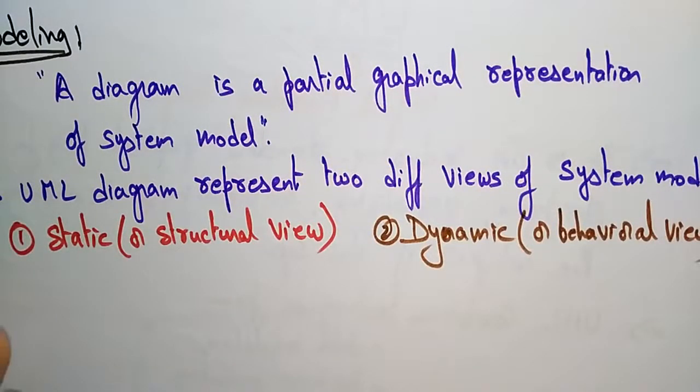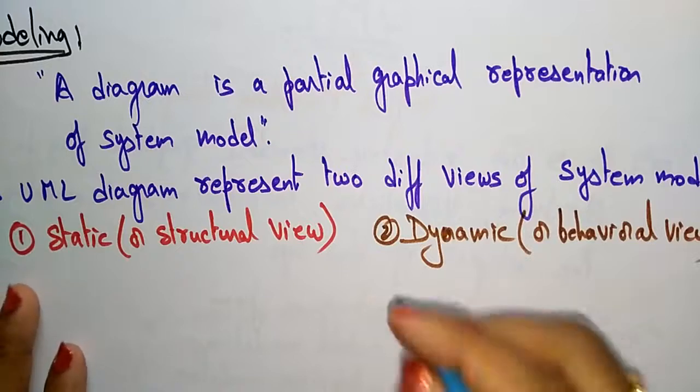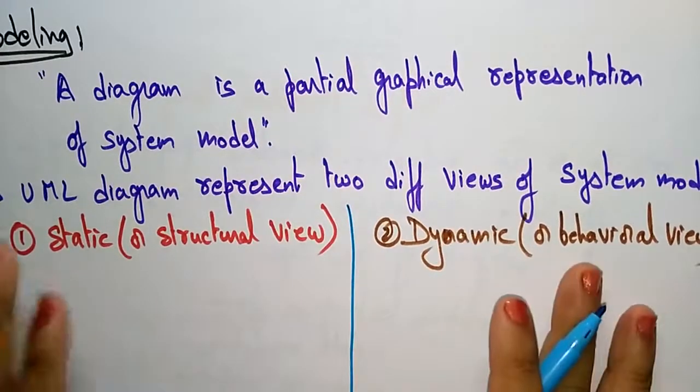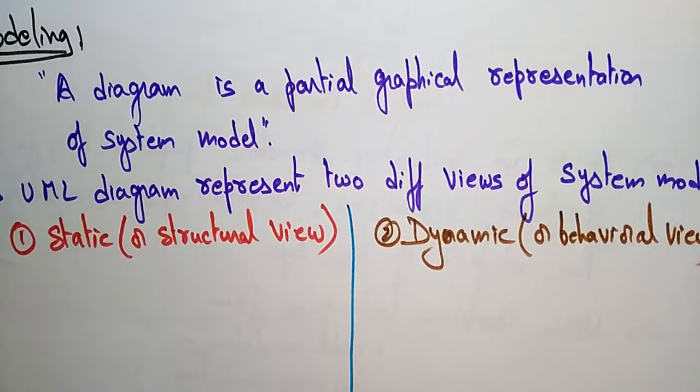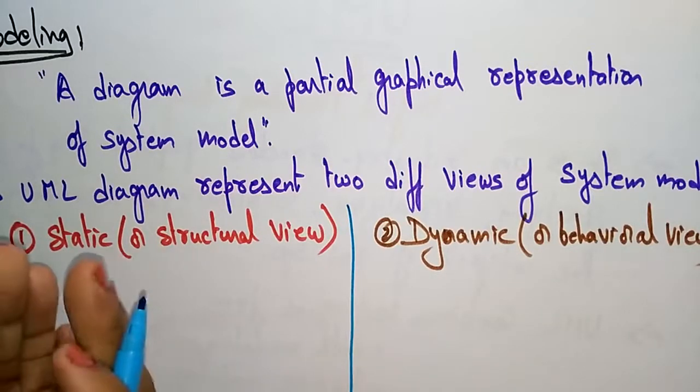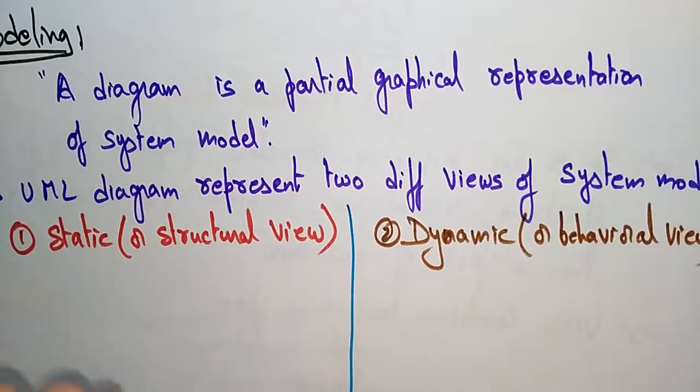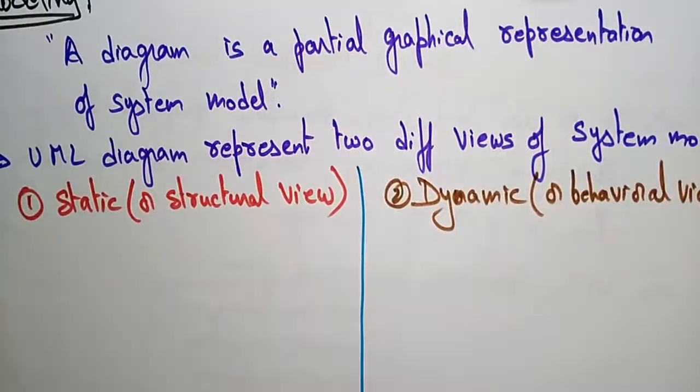So what is a static view and a dynamic view? Whatever UML diagram you have taken represents two different views of the system. Either it prefers the static view or the dynamic view. Based on the user requirements and the configuration of the system, they can prefer either view, and we are going to develop the UML diagram with the help of this static or dynamic view.